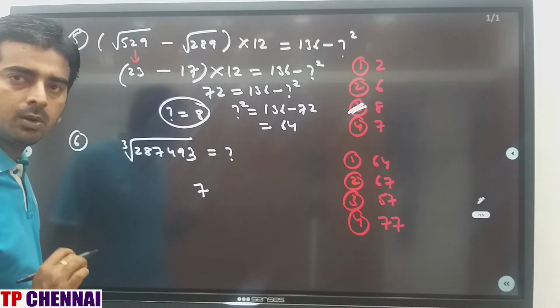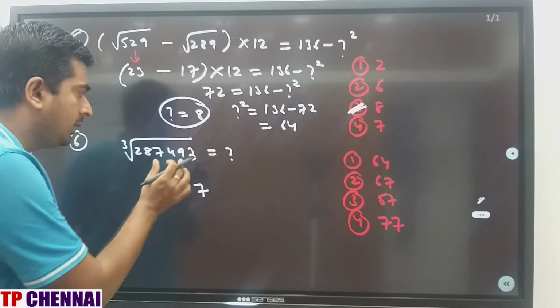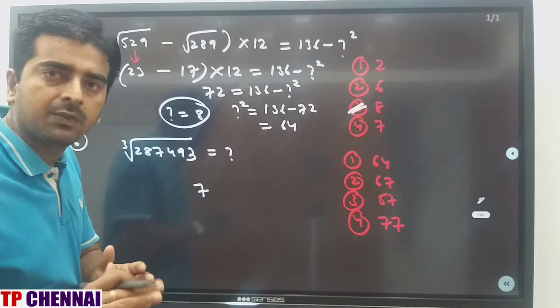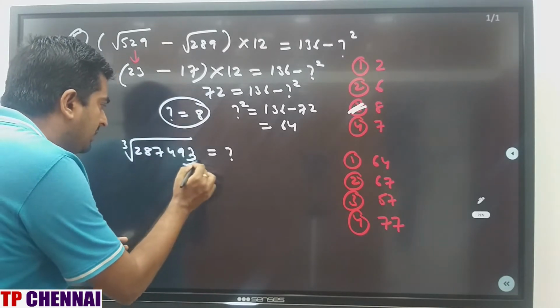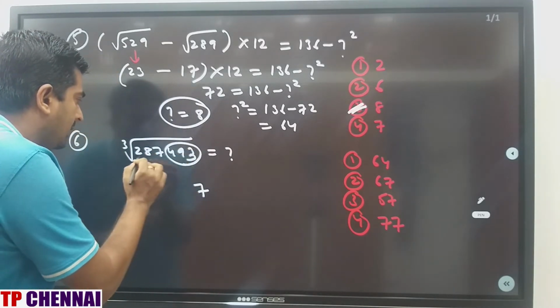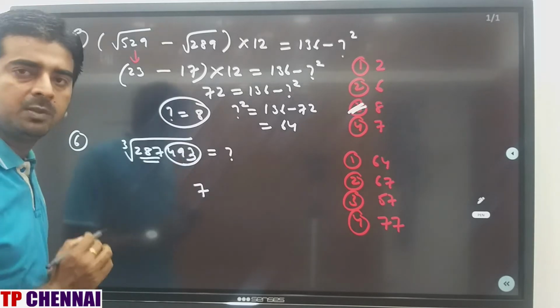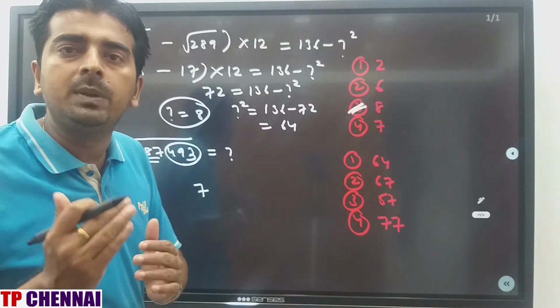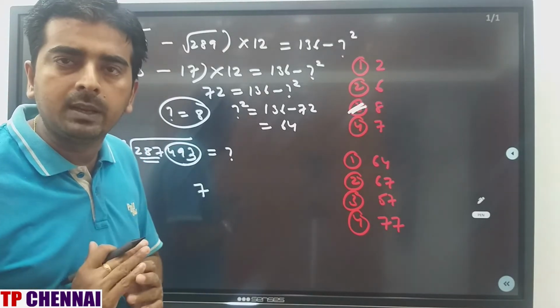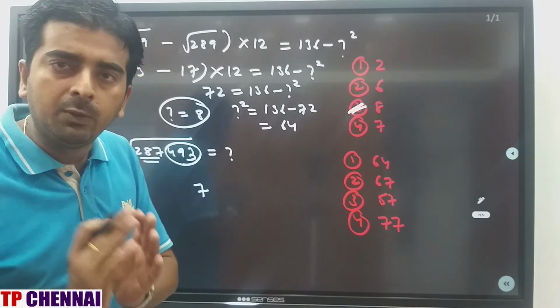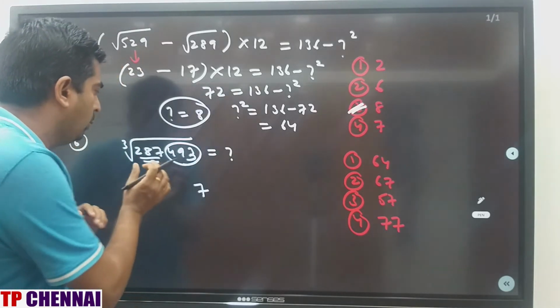Now whenever you are finding the cube root of any number, you need to eliminate the last 3 digits from the right-hand side. So when you eliminate these digits, you are left with 287. Now 287 comes between which two cubes? 6 cubed is 216, 7 cubed is 343. So between 6 cubed and 7 cubed, you have 287.